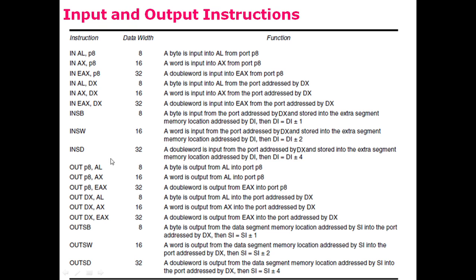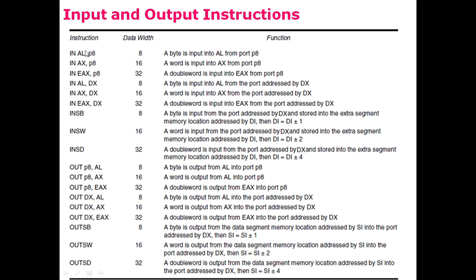And the source here is the input and output port, and the address of that is implicitly provided through the DX register. Similarly here, the port address is stored in the DX, so the 16-bit data is read from the input and output device addressed by the address in DX register, and that data is stored in the extra segment memory location addressed by the destination index, and here 4 bytes of data is read.